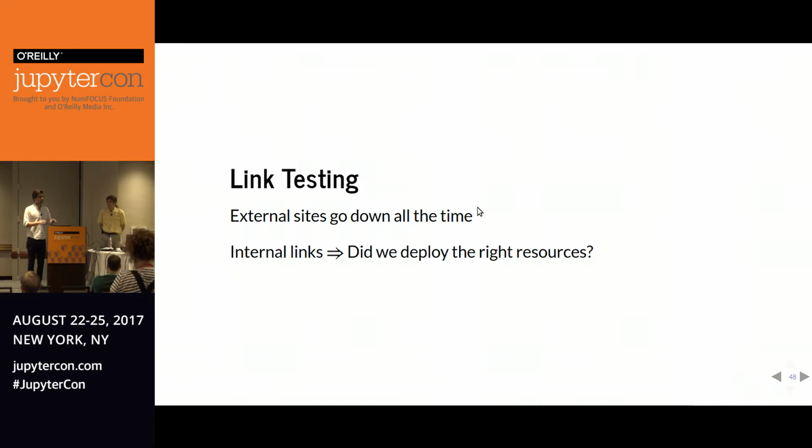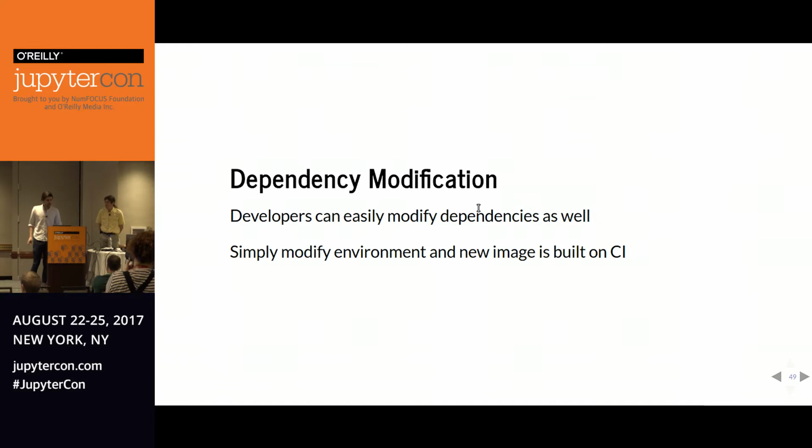So we want to make sure that we deployed all of the correct resources. If our pandas notebook links to something in the NumPy notebook, we want to make sure that the NumPy notebook is also there. So we have a little bit of checking around that as well. So those are some of the notebook invariants we want to maintain. And the last piece that we want to make sure works is the environment itself.